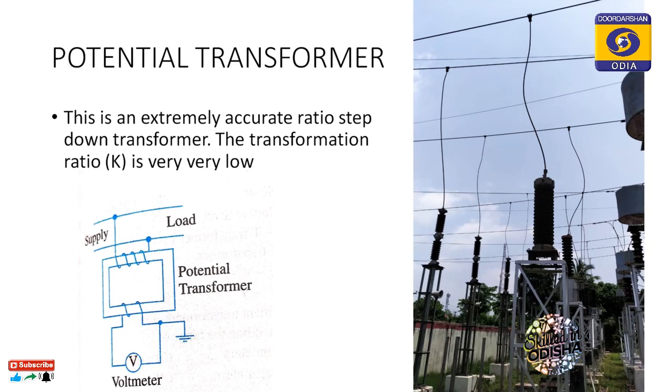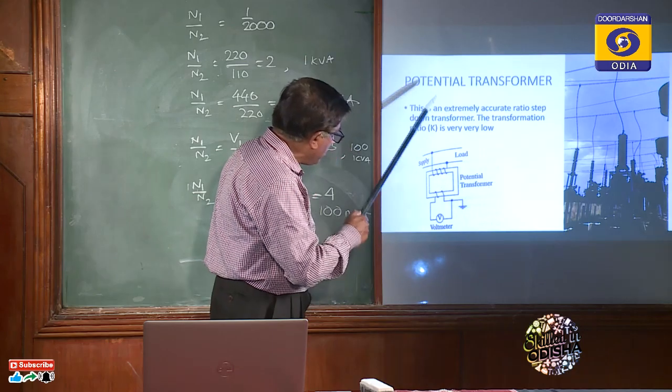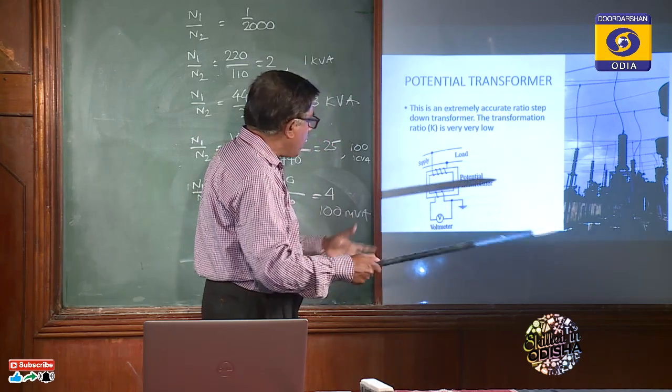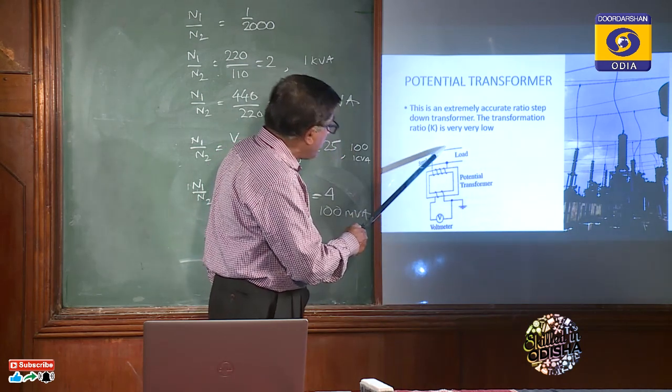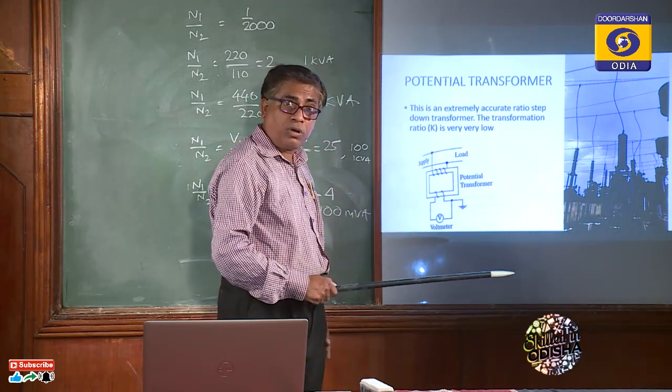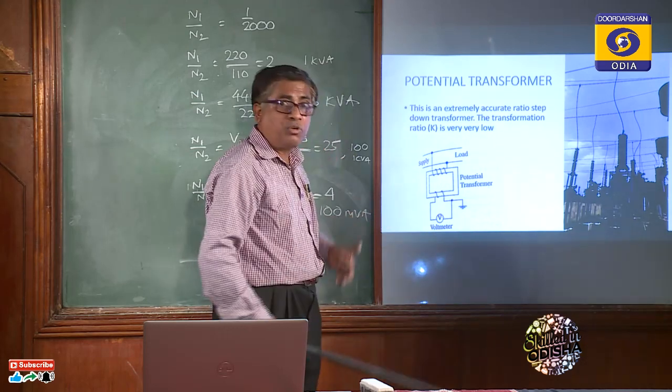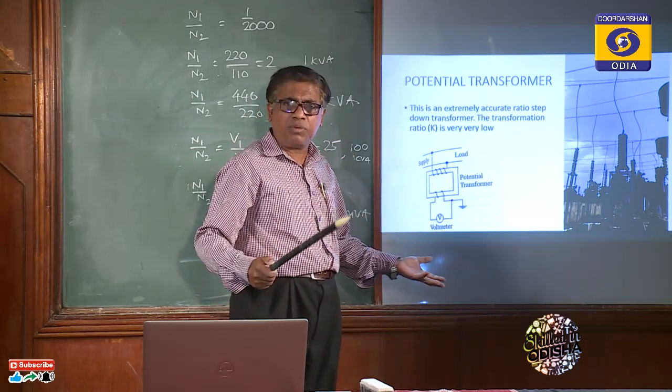Now what is the ratio? Now N1 is 1000. Secondary side is 1. So what is the voltage? Now actual voltage is 132 kV, 132,000 volt. So what will come? Now it has 132 volt. So you can measure by the help of the voltmeter.